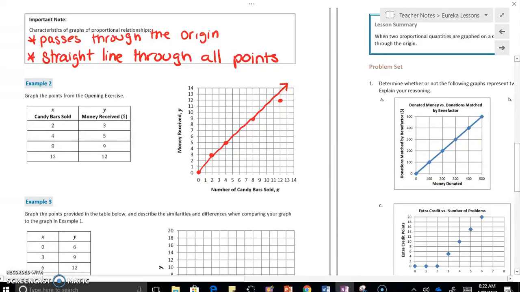Can we say that this one is proportional? Well, maybe. Does it pass the origin? Yes. Is it a straight line through all points? No. So it's not proportional. You cannot assume that just because it starts at the origin that it is a proportional relationship.